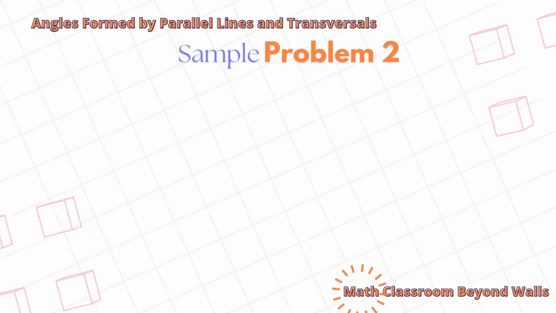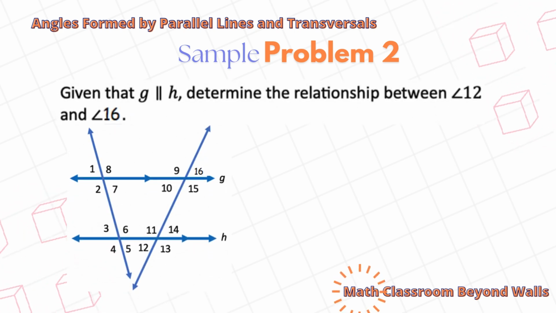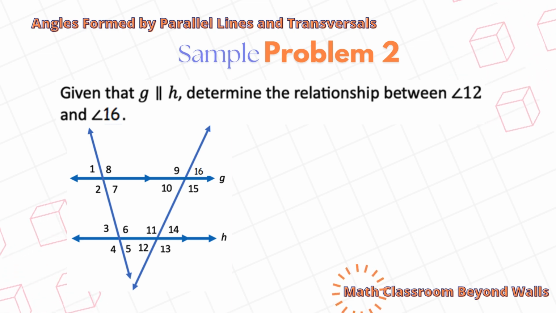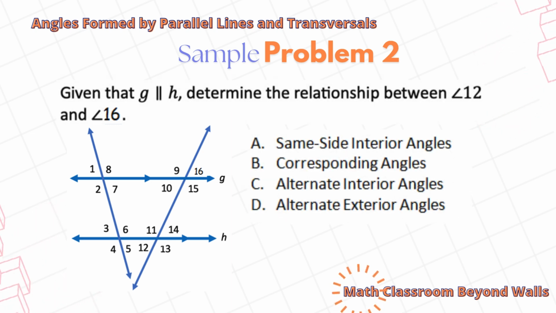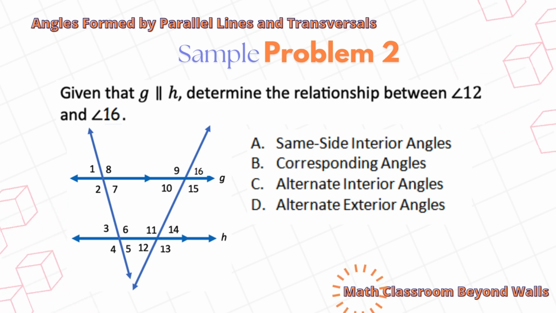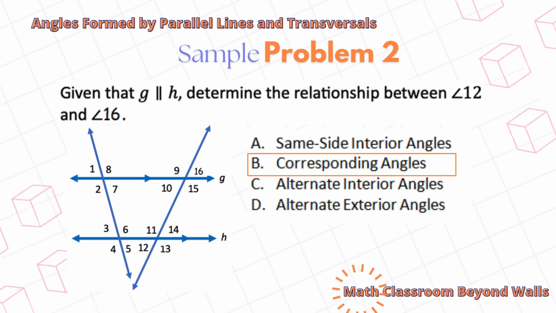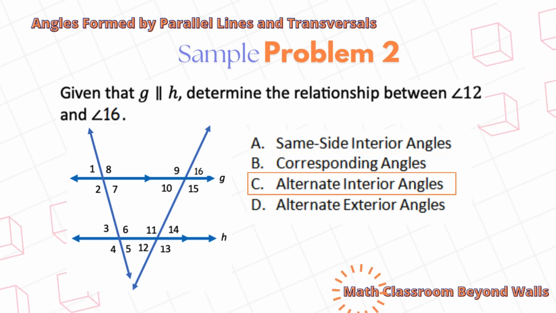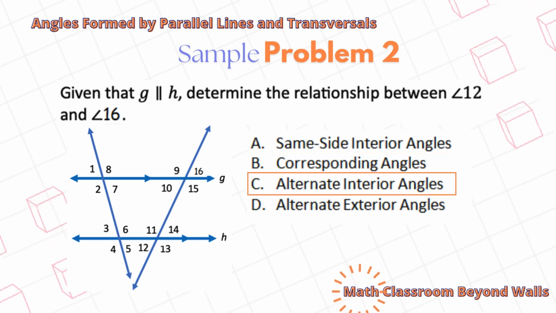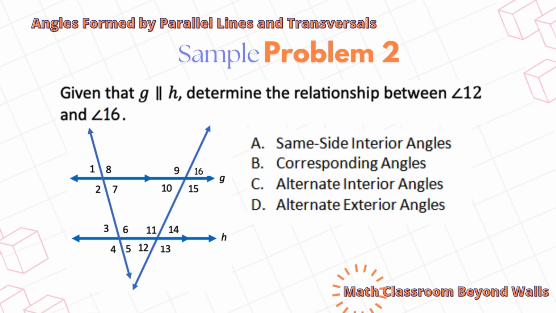Okay, let us go to sample problem 2. Here's the problem. Given that line G is parallel to line H, determine the relationship between angle 12 and angle 16. A figure is given. Here are the options. Option A, same side interior angles. Option B, corresponding angles. Option C, alternate interior angles. Option D, alternate exterior angles.